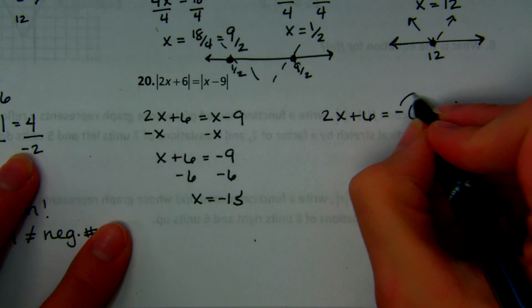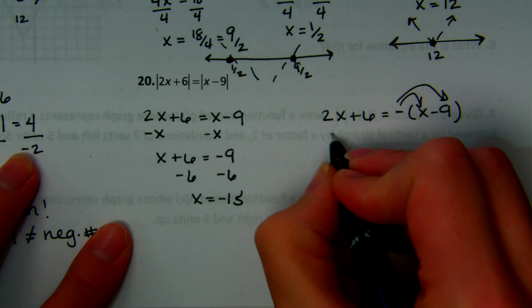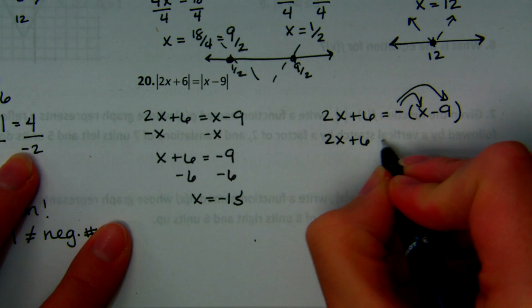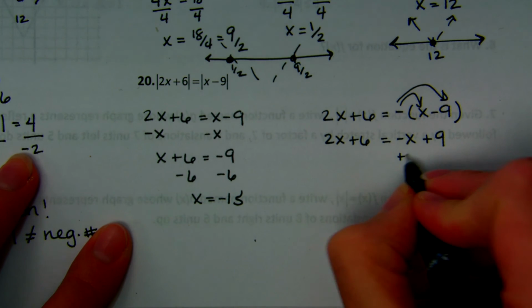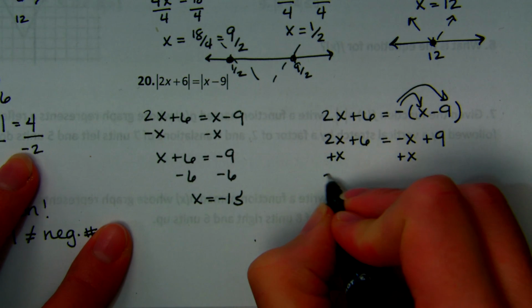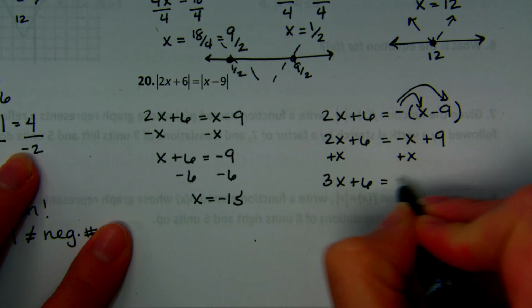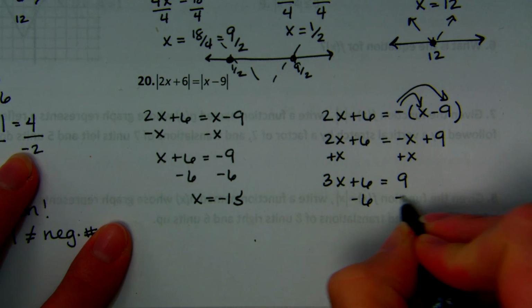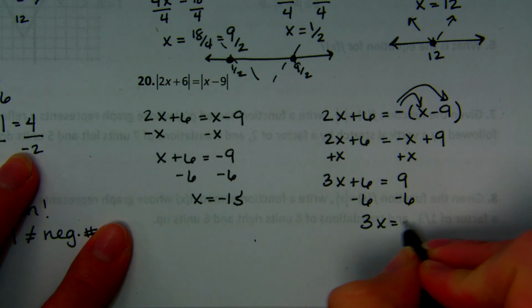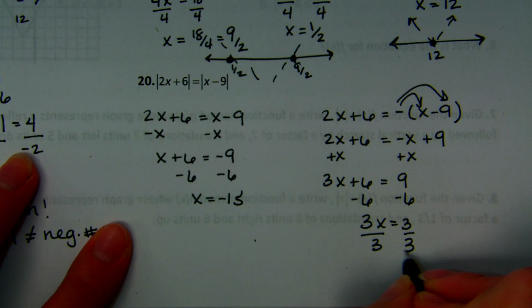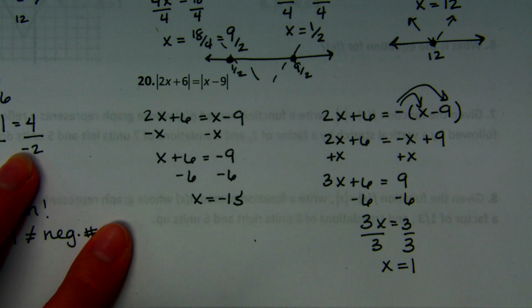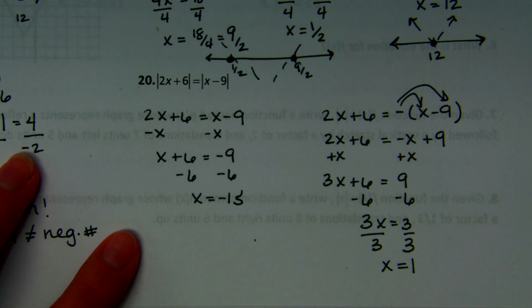And then for this one, we distribute the negative. So we get 2x plus 6 is equal to negative x plus 9. Add x. 3x plus 6 is equal to 9. Subtract the 6. 3x is equal to 3. Divide by 3. X is equal to 1. And you want to check and make sure both of those things work out.